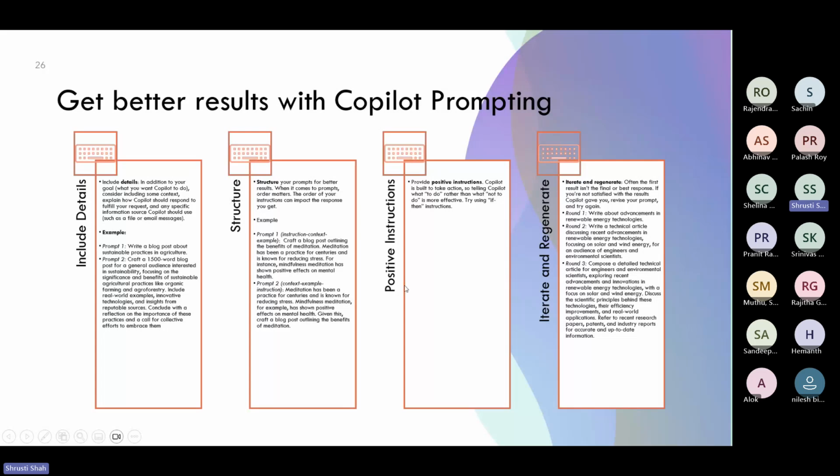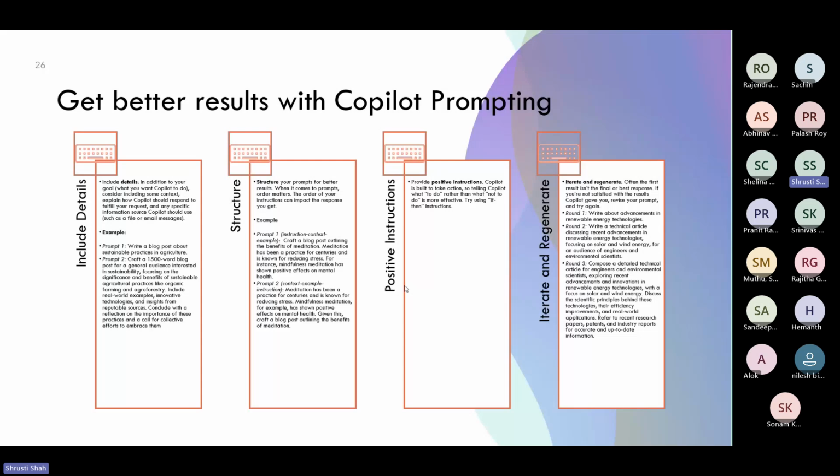Next, positive instructions. So as much as possible, provide positive instructions. Copilot is built to take action, so telling Copilot what to do rather than what not to do is more effective. That is what I said. You have to give Copilot the instructions of what you need.